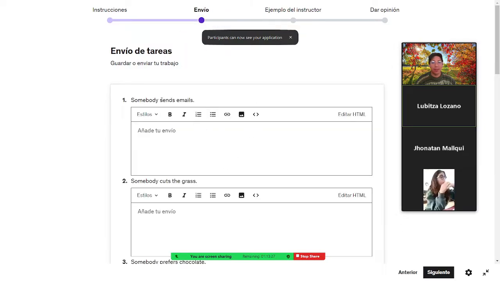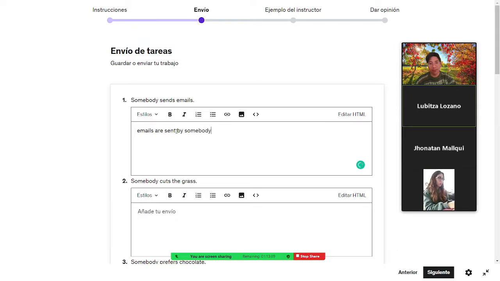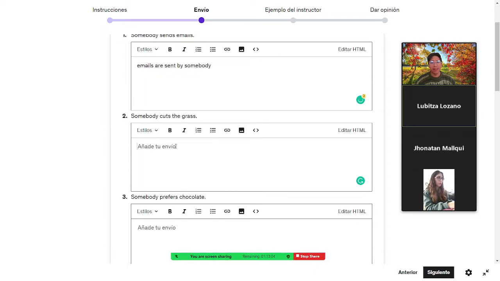Okay, let's begin. Somebody sends email. Can you tell me? Emails are what? Sent. Are sent. Remember that you have to use the participle, followed by by someone, or by somebody. Somebody cuts the grass. You say: the grass is cut by somebody.